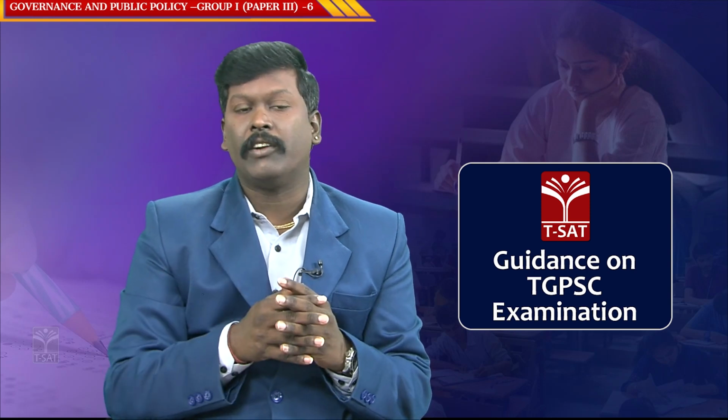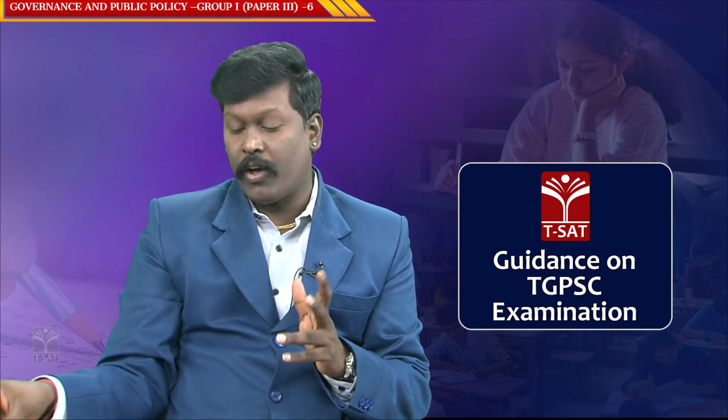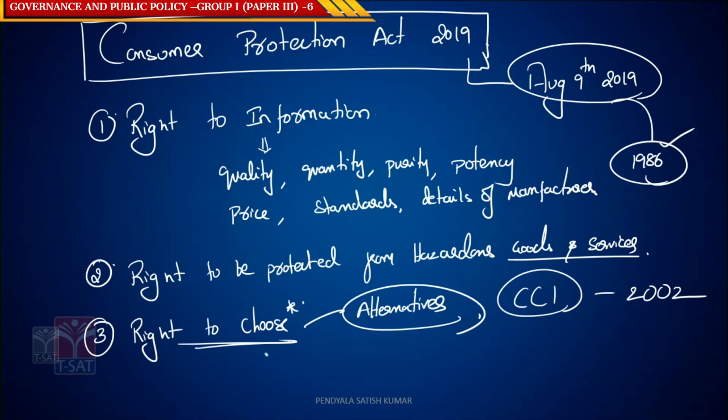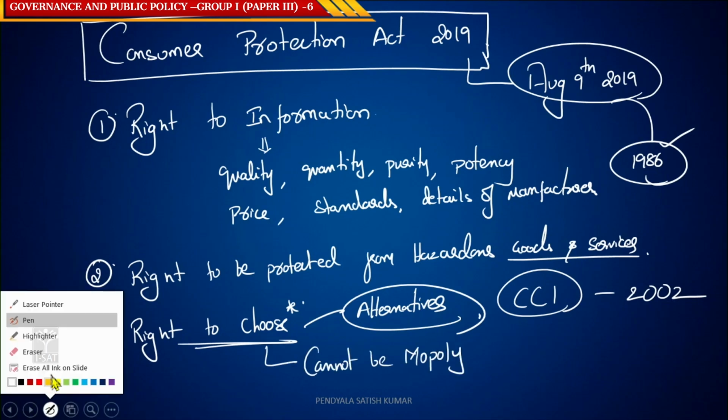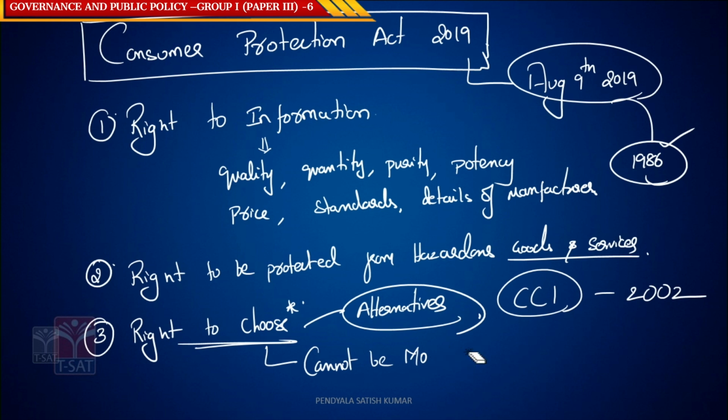The third right of the consumer is the right to choose. You have the right to choose. You cannot have a monopoly over certain things. This is the third right we have.